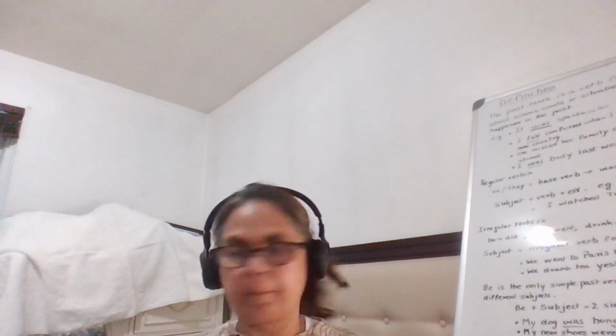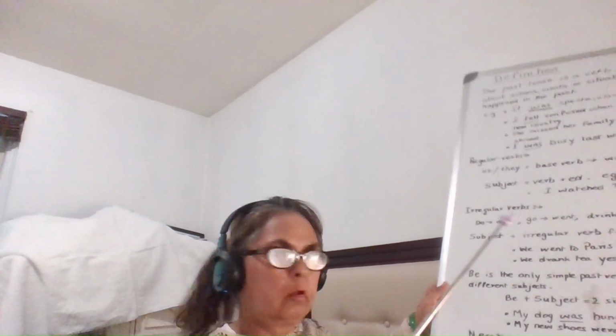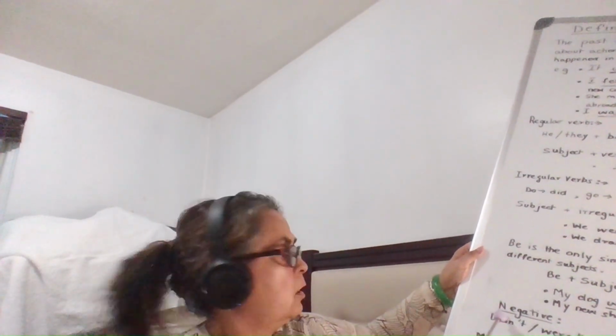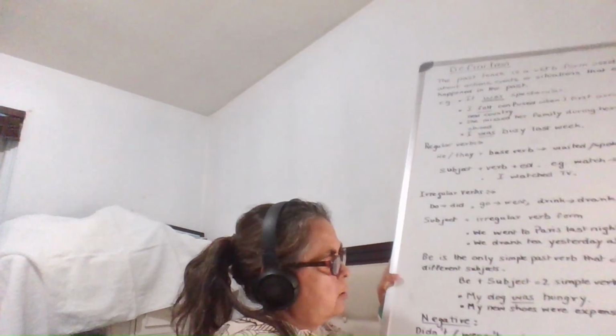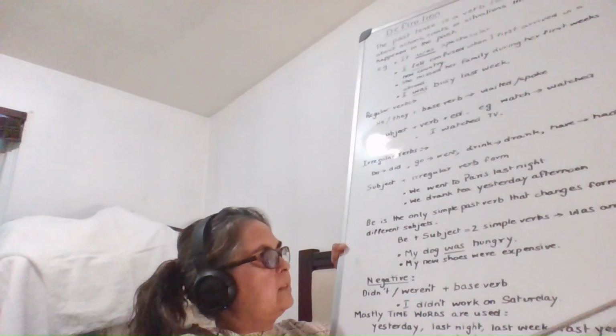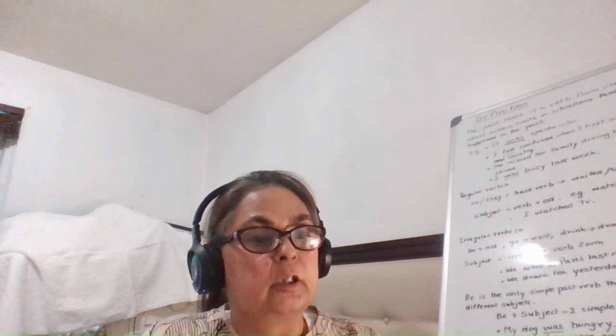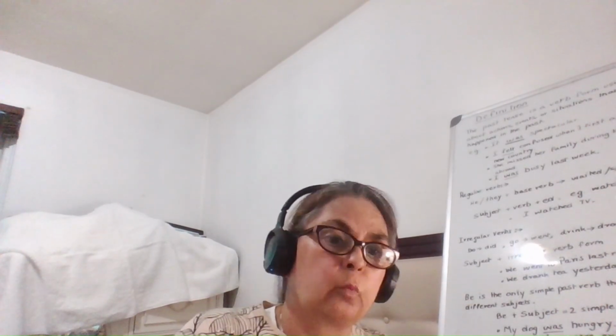Negative connotation would be didn't or weren't plus base verb. When you have the base verb with didn't or weren't, then it would be I didn't work on Saturday. They're mostly time related words like yesterday, last night, ago, in 2001, he did, they did not, was, were. These are all past tense words. Now let's watch a YouTube video to learn more.